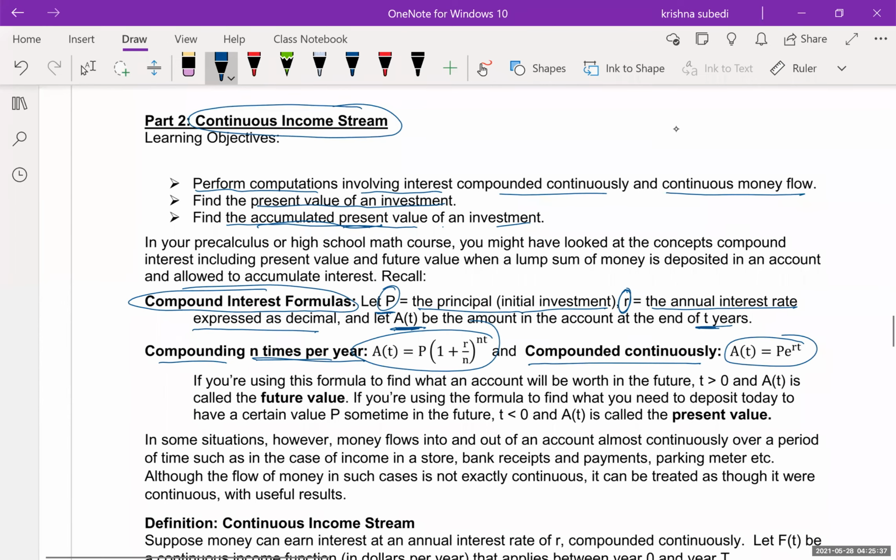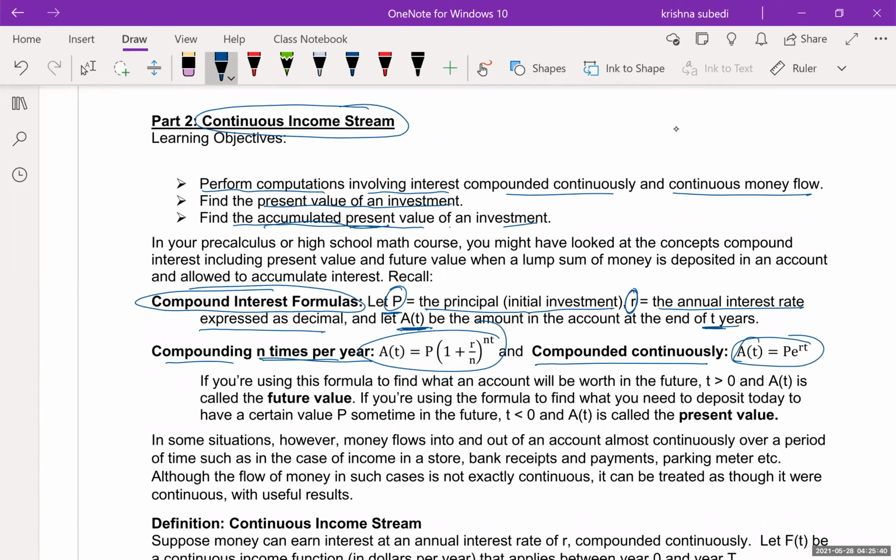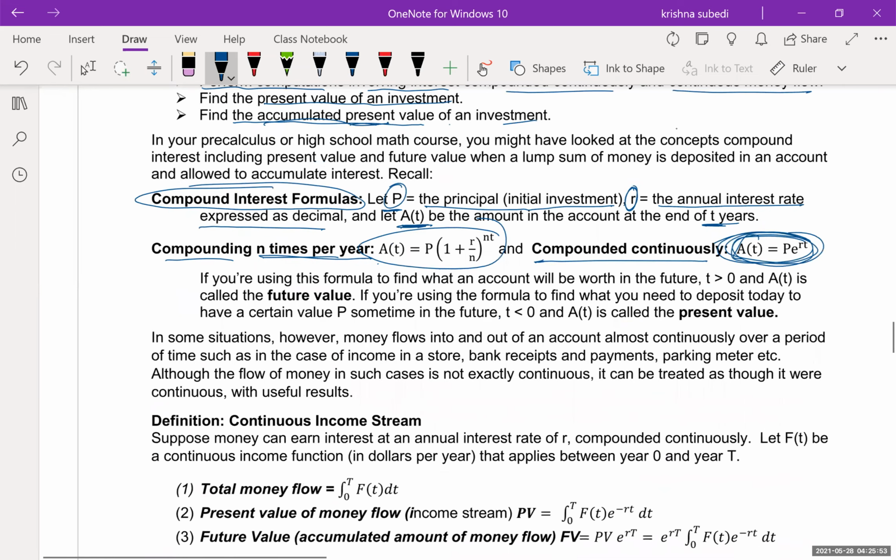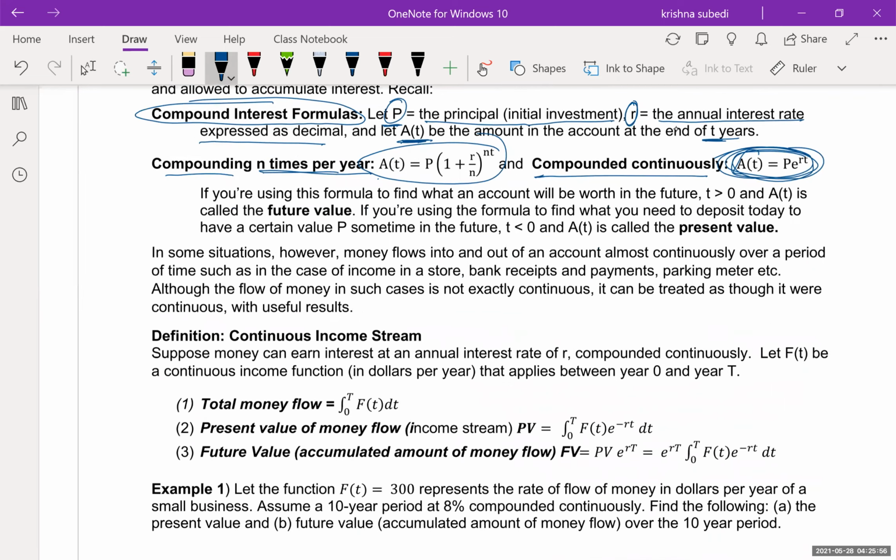Now remember one thing. We are talking about continuous income stream, so we'll be looking at this situation from a different perspective. Let us define what this continuous income stream actually means. In both cases, if you are using the formula to find what an account will be worth in the future, A of T is called the future value, whereas P is called the present value.